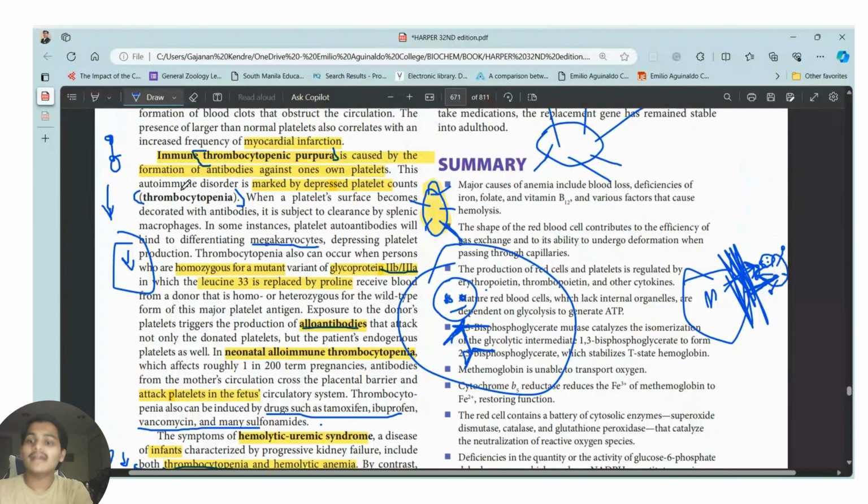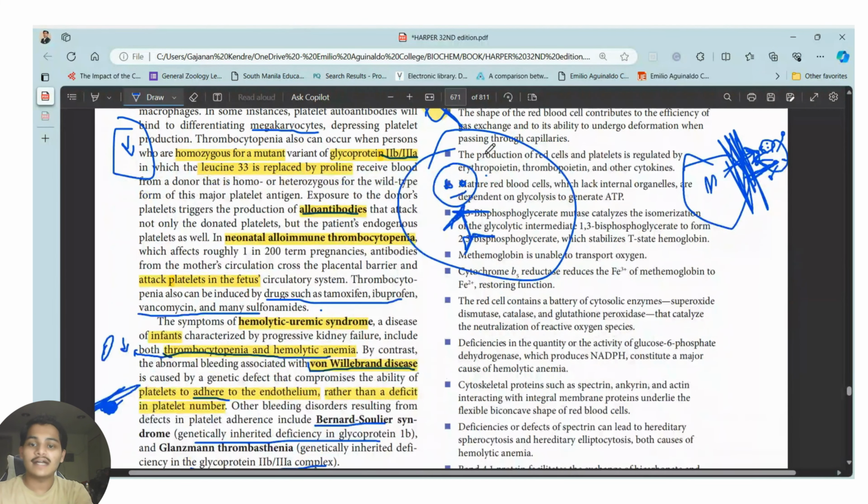To summarize this passage, I'll just go over it again. The first thing, there's immune thrombocytopenic purpura, which is caused by antibodies that destroy your own platelets. Then the second thing is that these antibodies can directly attack the megakaryocyte, which is the mother cell of platelet formation, which will slow down the rate of platelet formation, which will cause thrombocytopenia again.